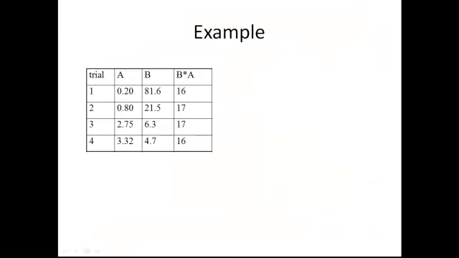So again, I would write this example down. It's just a quick chart. Fill in some numbers here. So here's my chart. This could be my x and this could be my y. You had some sort of trial or experiment that you were running, and you measured this to be 0.2, this to be 81.6, this to be 0.8, this to be 21.5, and then so on through your trials.